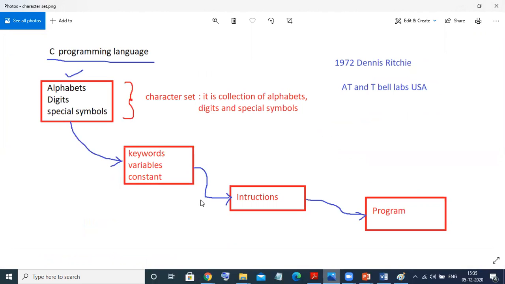In the next video, probably, I will tell you what exactly instructions mean. And we have also seen the first program of C programming.